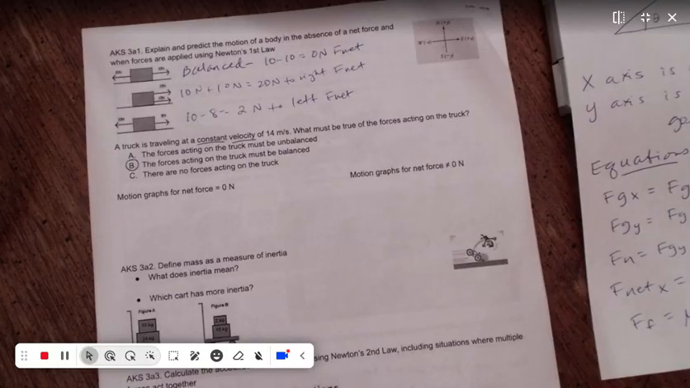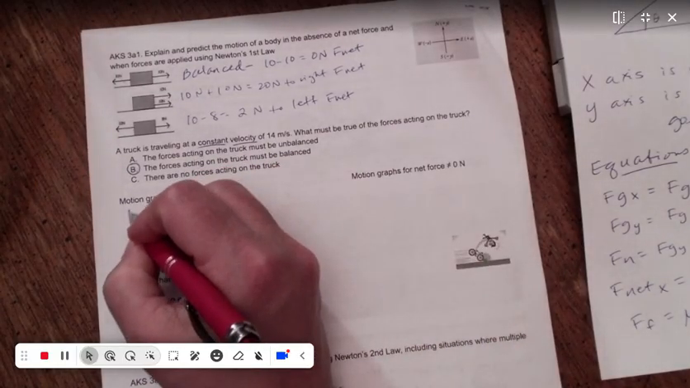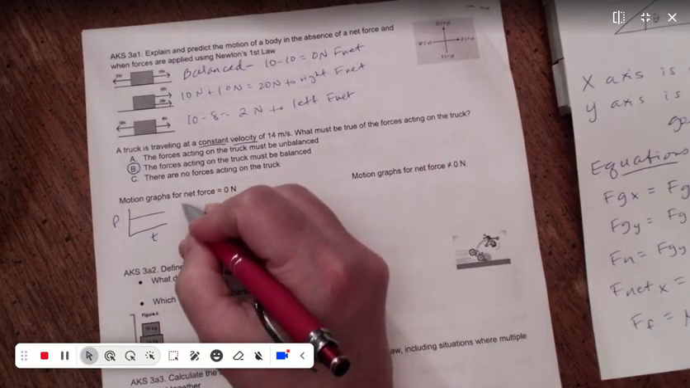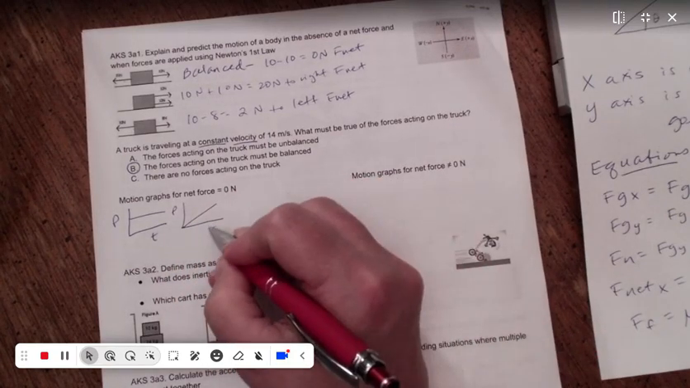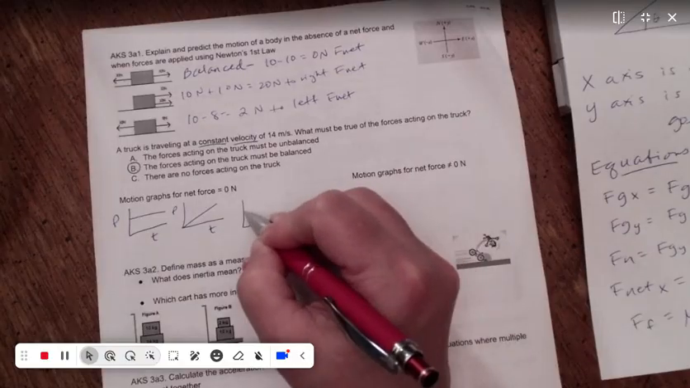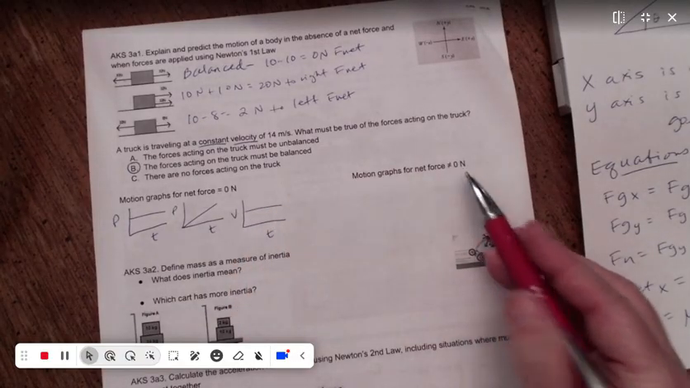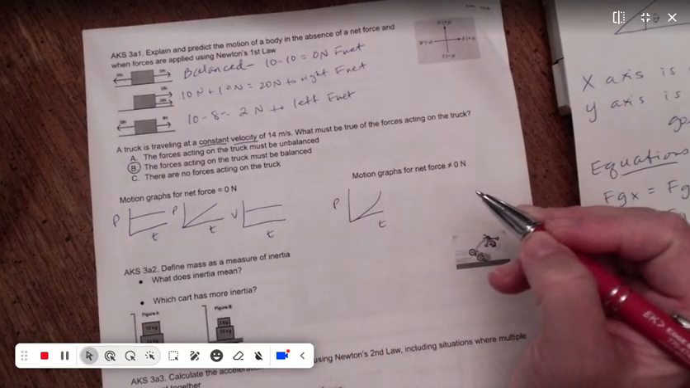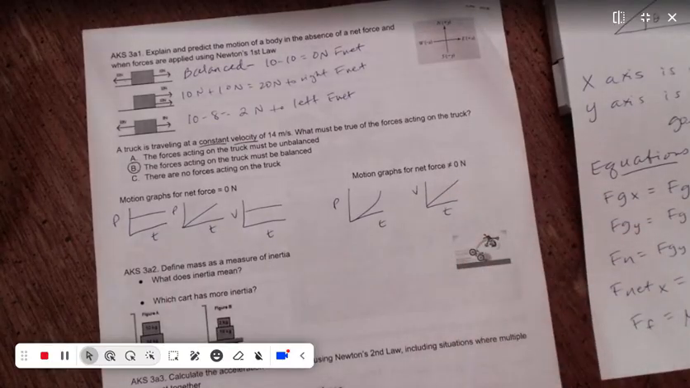Motion graphs for net force equals 0. That means balanced. So that's going to be things like position versus time where I'm at rest, or position versus time where I'm in a constant velocity, or velocity versus time where I'm at a constant velocity. And then for unbalanced, it's going to be things like position versus time with a curve where I'm accelerating, velocity versus time where I'm accelerating. My velocity is changing.